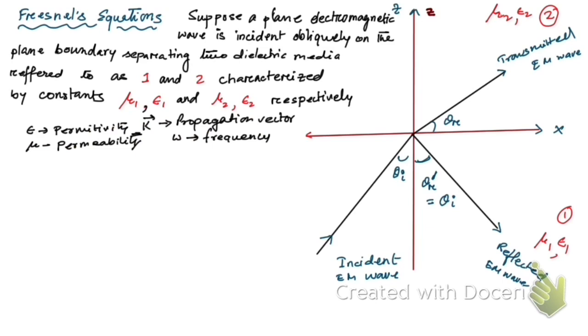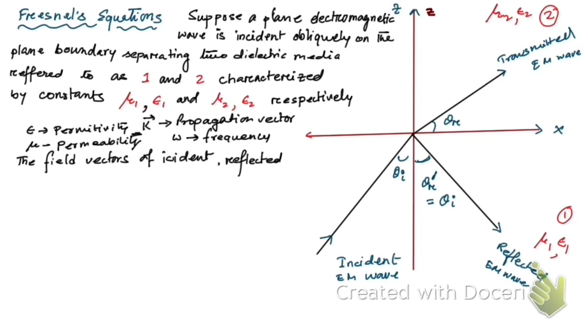K is the propagation vector. For different waves I am going to use different symbols. The propagation vector of the incident wave is k1 vector, the reflected one is k1 dash, and the propagation vector of the transmitted or refracted wave is k2. Let me write that way.